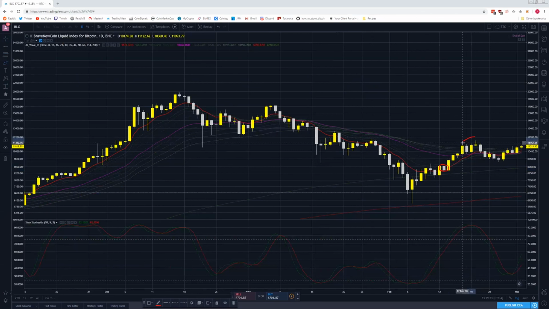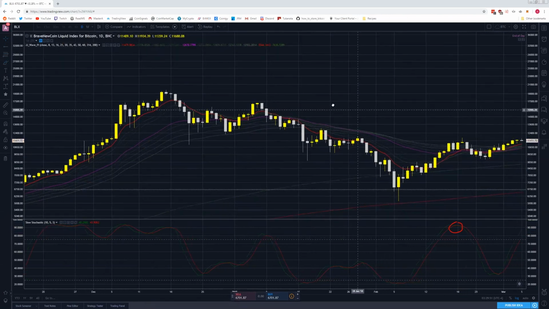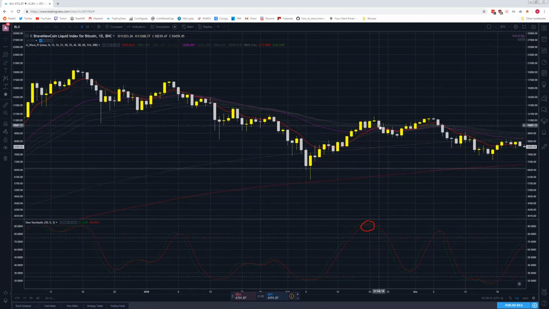And then we get a topping tail right into the lower high where we broke down to 6K. Another sign to take some pretty heavy profits. Topping tail with a cycle cross. And then you get a bearish engulfing right after. You close below the 8.